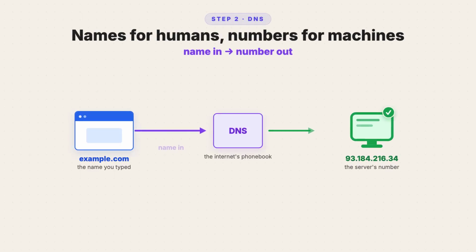Step 2. DNS. Computers can't call example.com, they only dial numbers, called IP addresses. DNS is the internet's phone book. Name in, number out. And before asking the internet, your machine checks 4 notebooks of saved answers first, the caches.